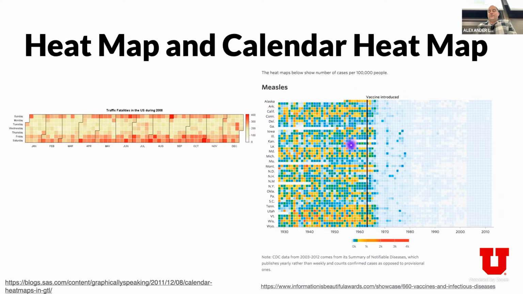The big thing here is the annotation: the vaccine was introduced in 1963, and the big vaccination campaign was ongoing, and we see this very impressive drop-off in the cases, right? So that's a cool chart, and it won an award. Anybody have any gripes with it?